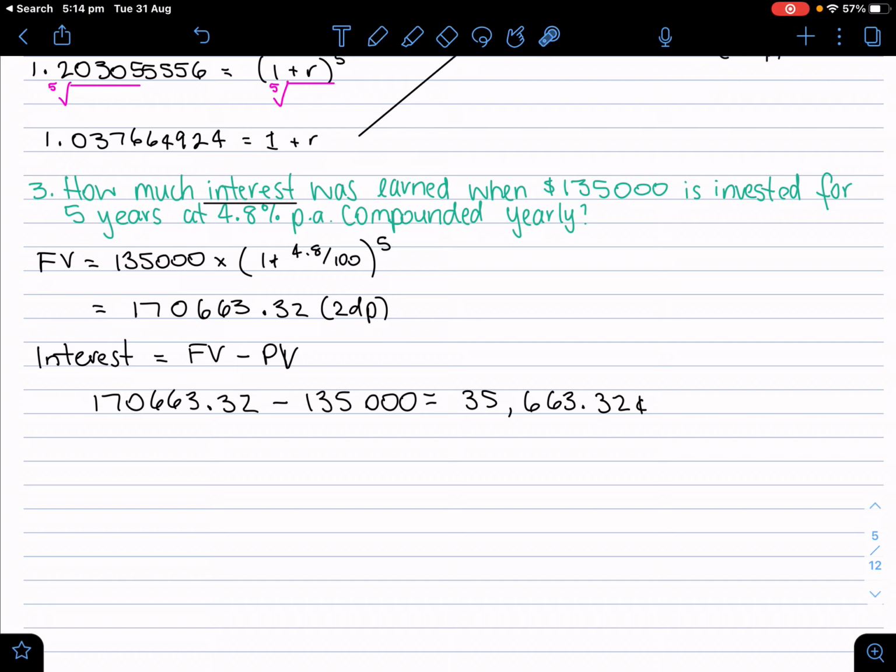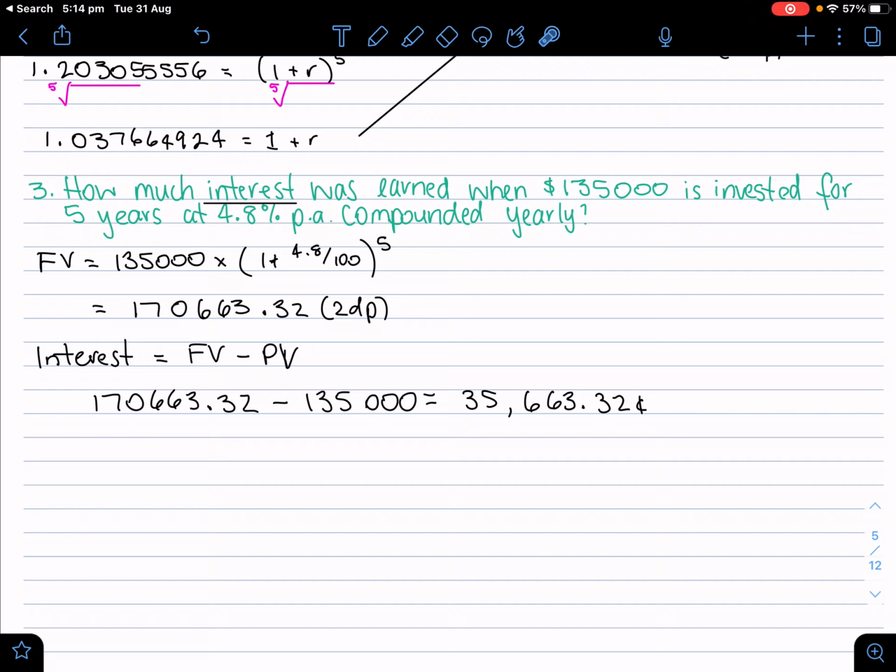So this is asking how much interest was earned when $135,000 is invested for 5 years at 4.8% per annum compounded yearly. It's always easier when the compound's yearly. It does change, however, when that duration changes, as we saw in example 1. So I chuck everything into the formula, I put that in the calculator, and I find that's what my future value is going to be. But that's not what the question asks. The question asks for the interest.